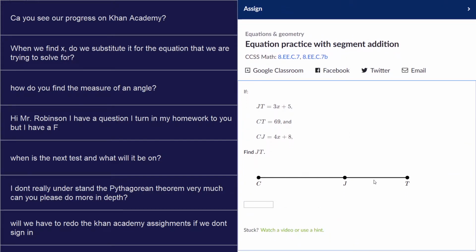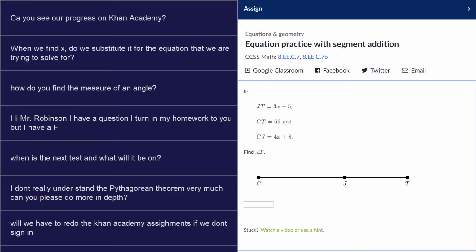So you have 2 segments of unknown lengths. The whole thing is 69 units long, but JT itself is 3x plus 5, and CJ itself is 4x plus 8. So you use that information to solve for x: 4x plus 8, plus 3x plus 5 equals 69. Let's see, 7x plus 13 is 69, subtract 13 to get 56. So x equals 8.